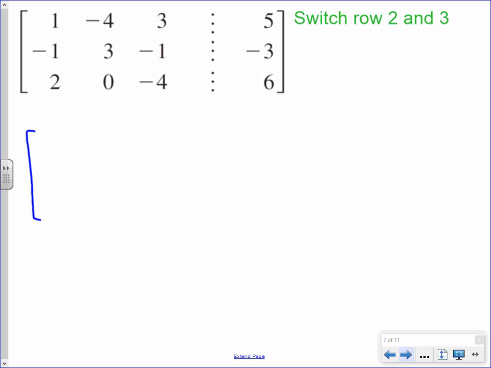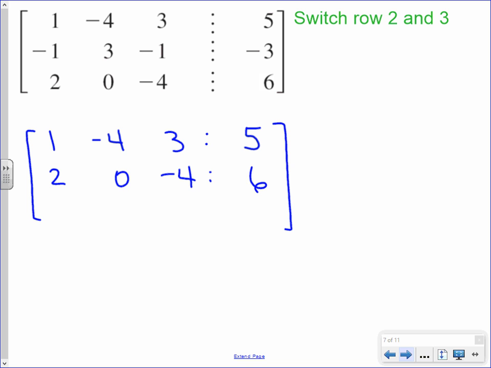There's going to be a couple of problems in your assignment tonight that ask you to do specific row operations. The first one that I want us to perform is to switch rows 2 and 3. So row 1 is going to stay the same, and then we're just going to flip-flop places with rows 2 and 3. So we have 2, 0, -4, 6, and then -1, 3, -1, -3.